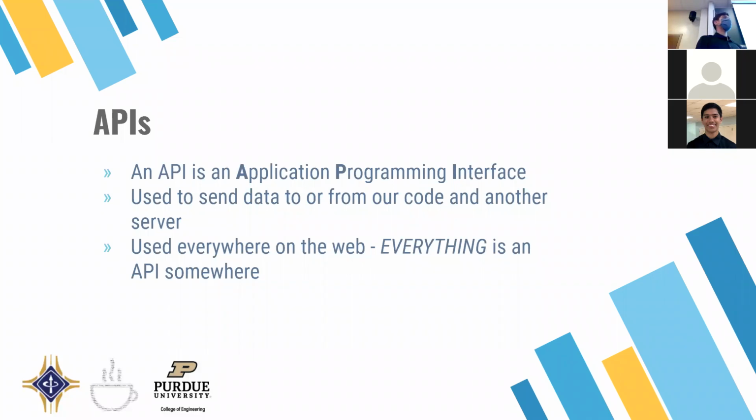Okay, first things first, what is an API? You may have heard the word before, but if you haven't heard the definition, an API stands for application programming interface. It is used to send data to or from our code to another server, another program, another something else out there, basically. And everything on the web, and I do mean everything nowadays, is an API somewhere. Google Maps, Brightspace, your iTap machine stuff, it's all an API somewhere.